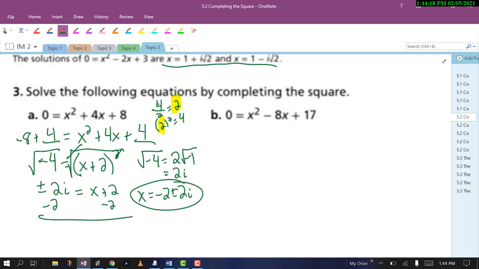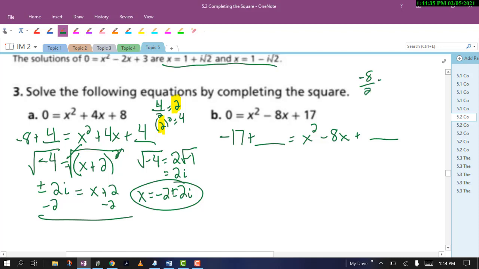Letter b here, same thing. We're going to kick the 17 to the other side by subtracting it. So we have negative 17 plus something equals x squared minus 8x plus something. So we take our b, negative 8, cut it in half, negative 4, squared, positive 16. That's what we're adding in here. So negative 17 plus 16 is negative 1. What two numbers multiply to 16 and add up to negative 8? Well, that would be negative 4 and negative 4. So (x minus 4) squared.